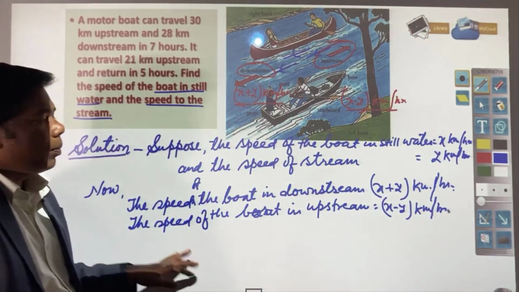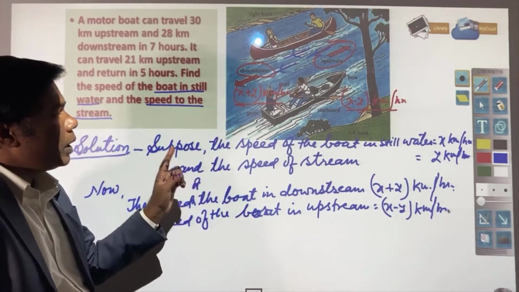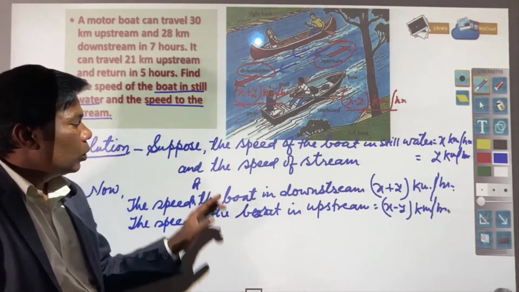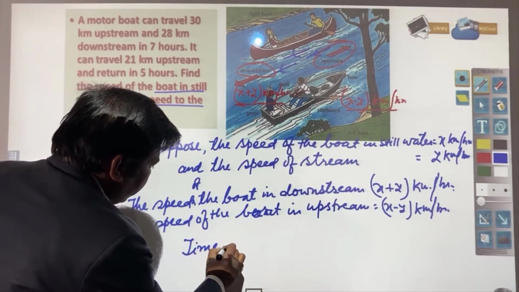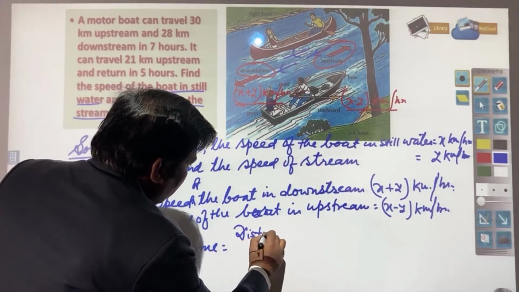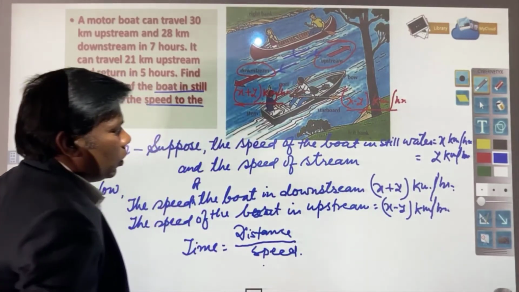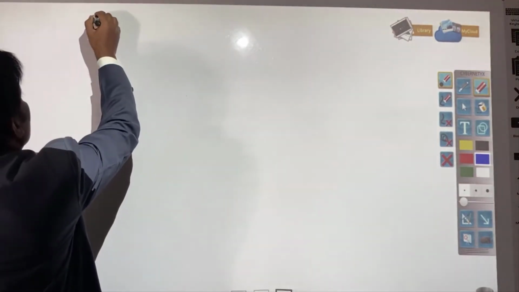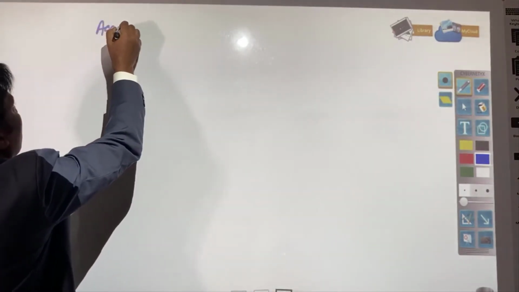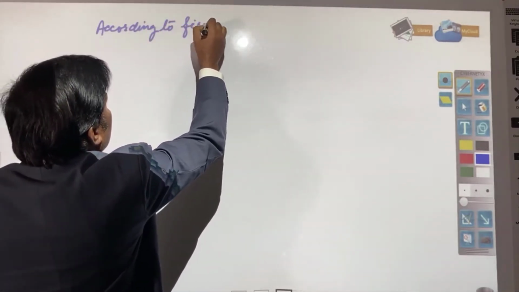Now you need to remember what? Here time has been given. So you know time is equal to distance by speed. That formula we will follow. This formula we need to follow. Now here you see, we will write the equation according to the first condition.